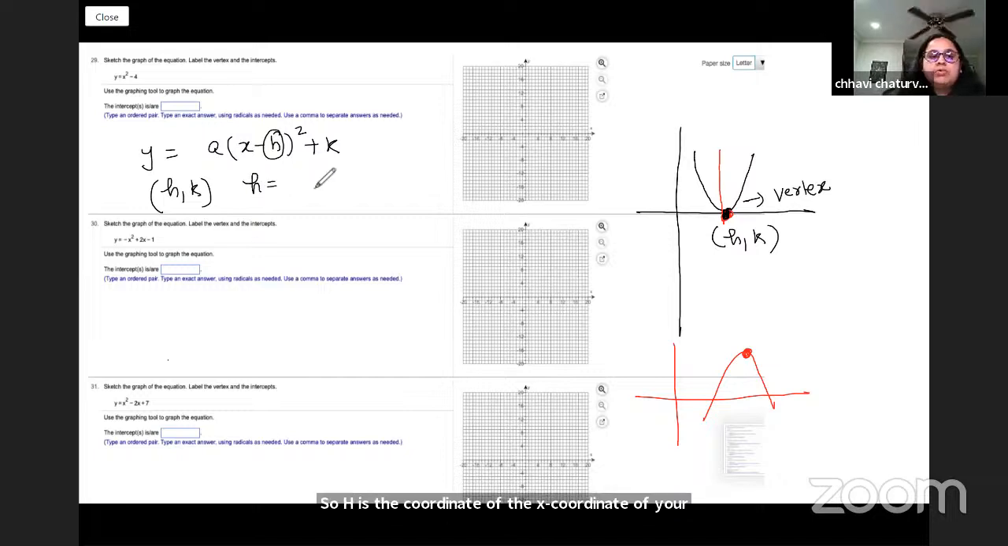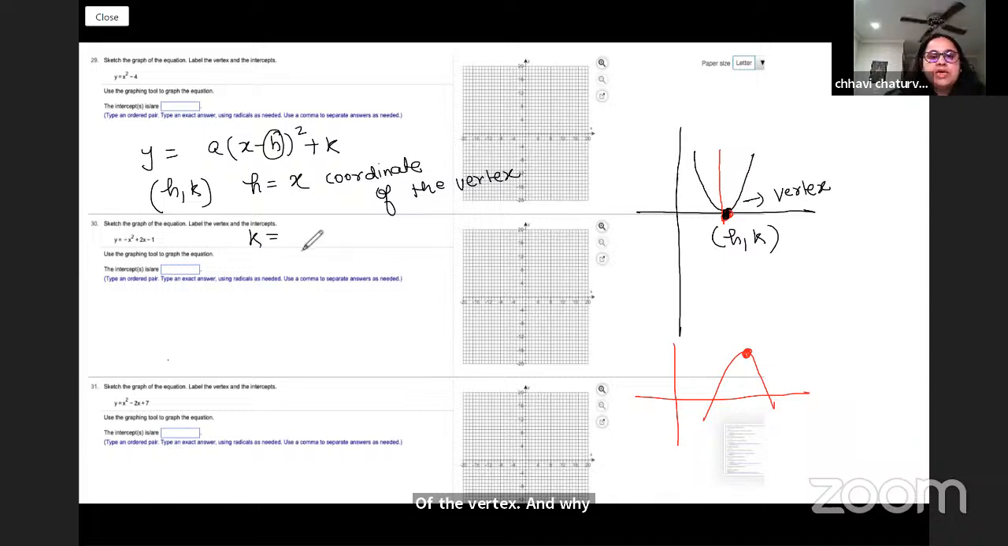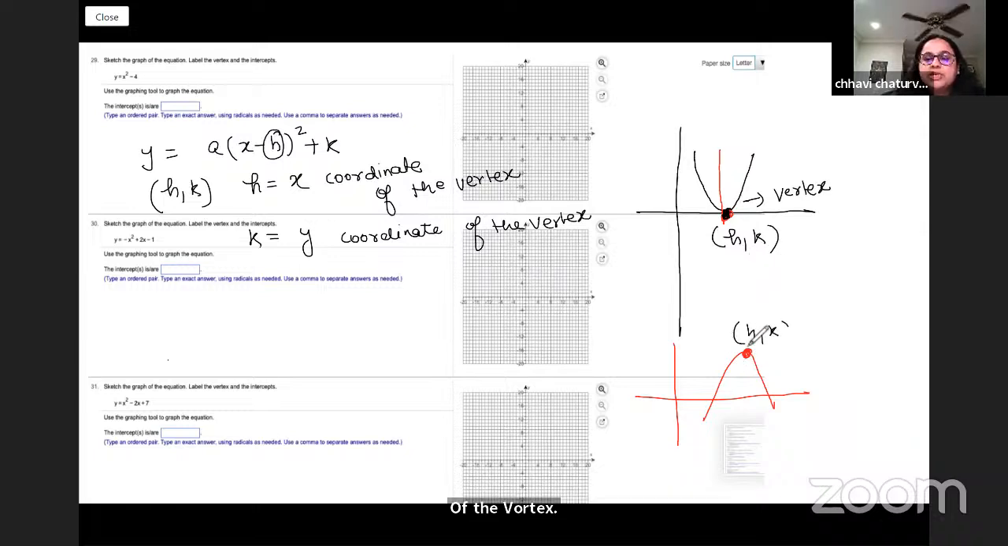Let me write this down. H is the x coordinate of the vertex, and k is the y coordinate of the vertex. So the minimum is h and k, and the maximum is also h and k.